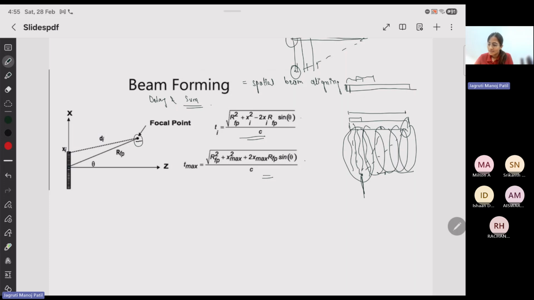So you can consider this as the focal point for where you want to image, and this is the distance that you need to calculate. Everything here follows your Pythagoras theorem as well as Euclidean distance. So just try taking axes and coordinates.